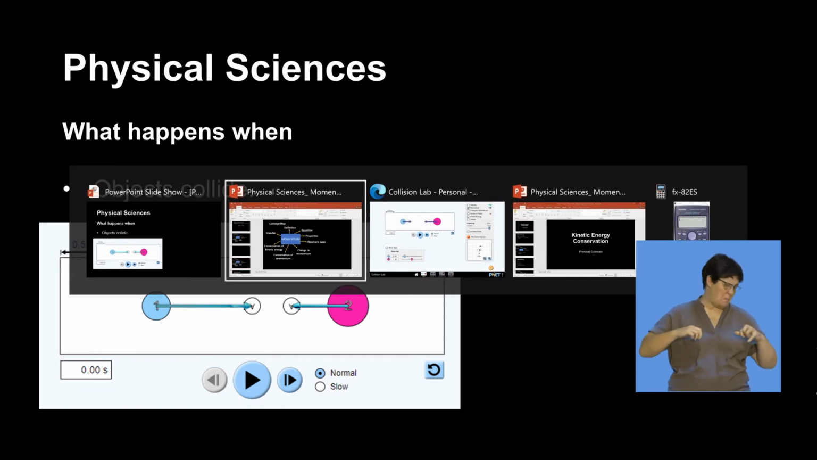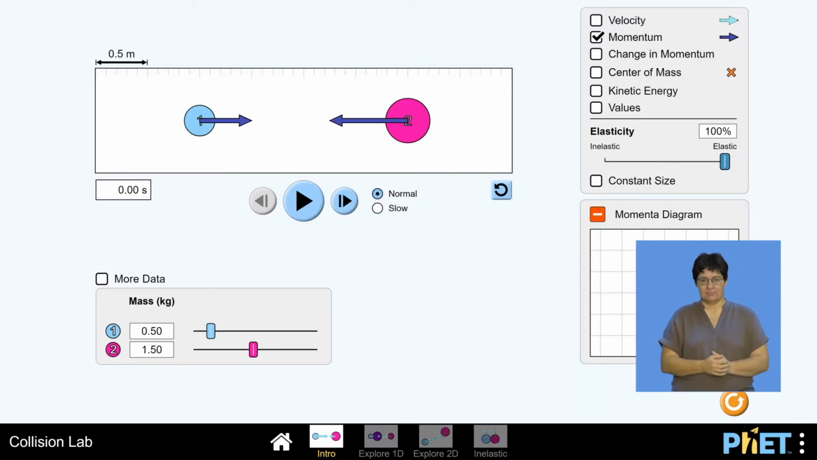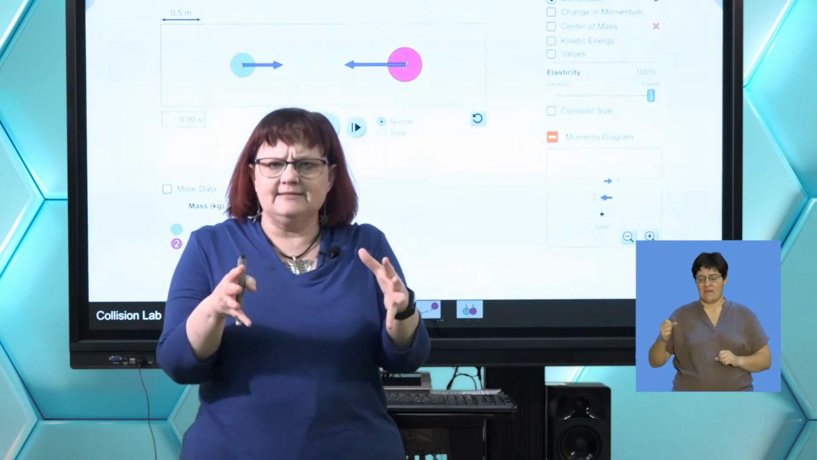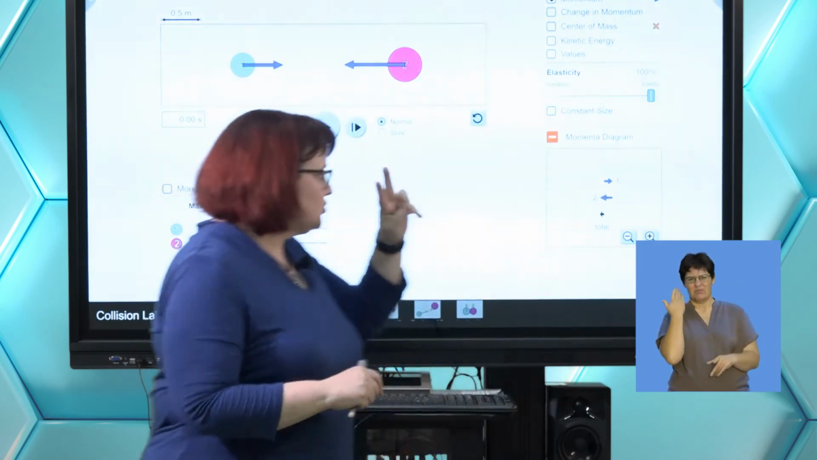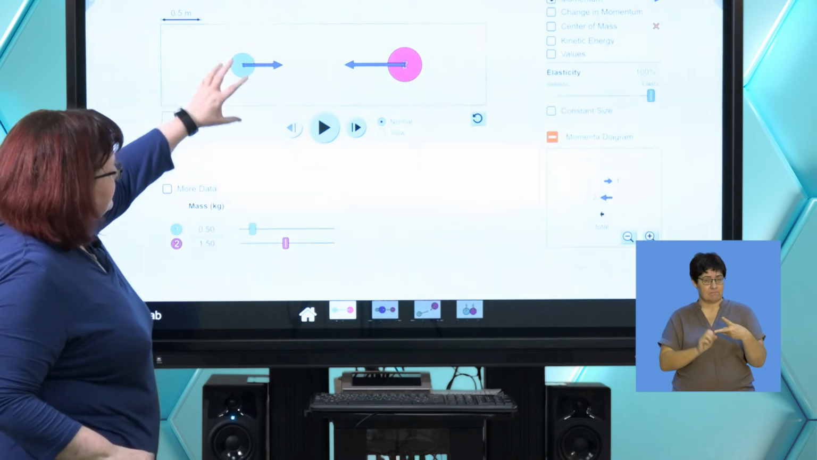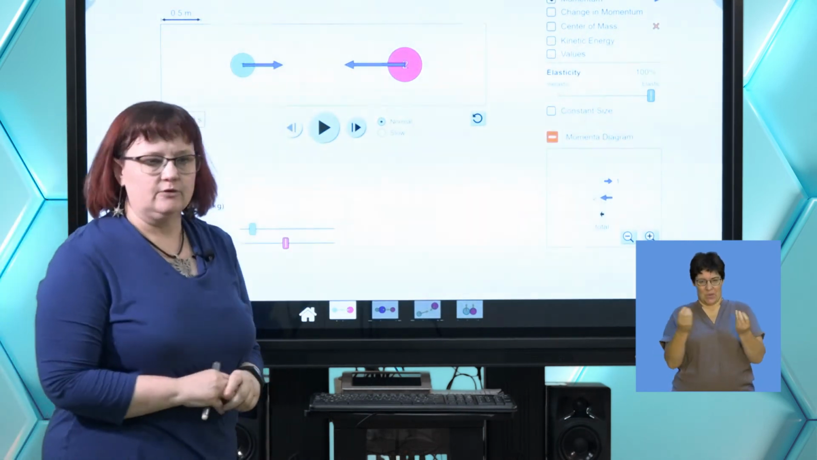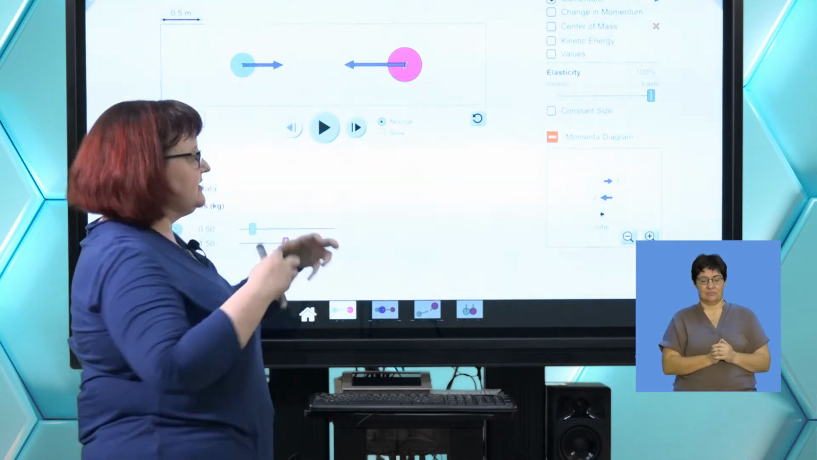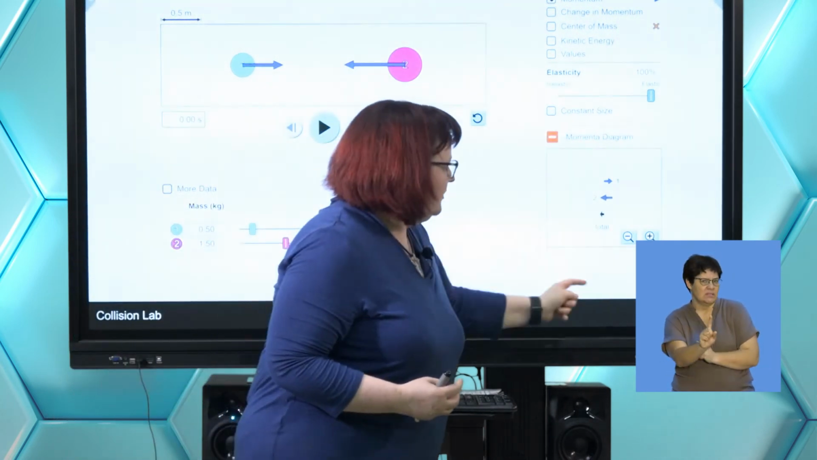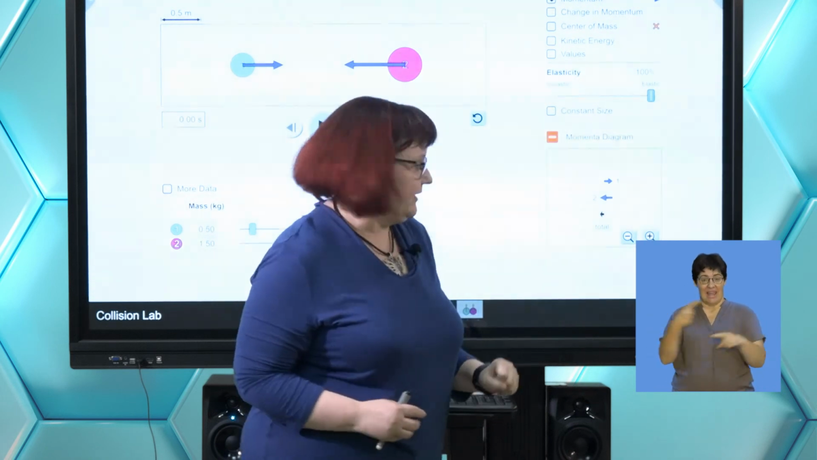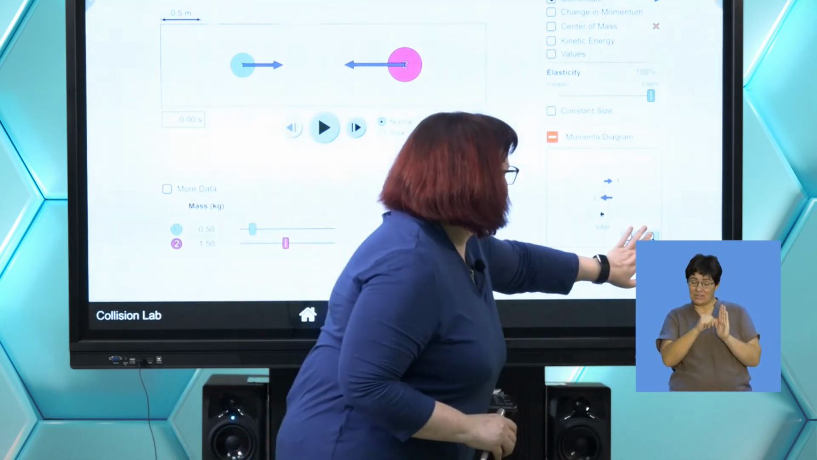So there we go. Here we have a simulation, and I've set it up, number 1, so that you can see the vector diagrams, okay? This is the momenta diagram. We've done vector diagrams, okay? 2, I'm going to play around with these 2 objects, okay? And what we're going to look at is what happens to this when they collide, okay? That's very important. I'm going to see if I can make that a bit bigger for you.